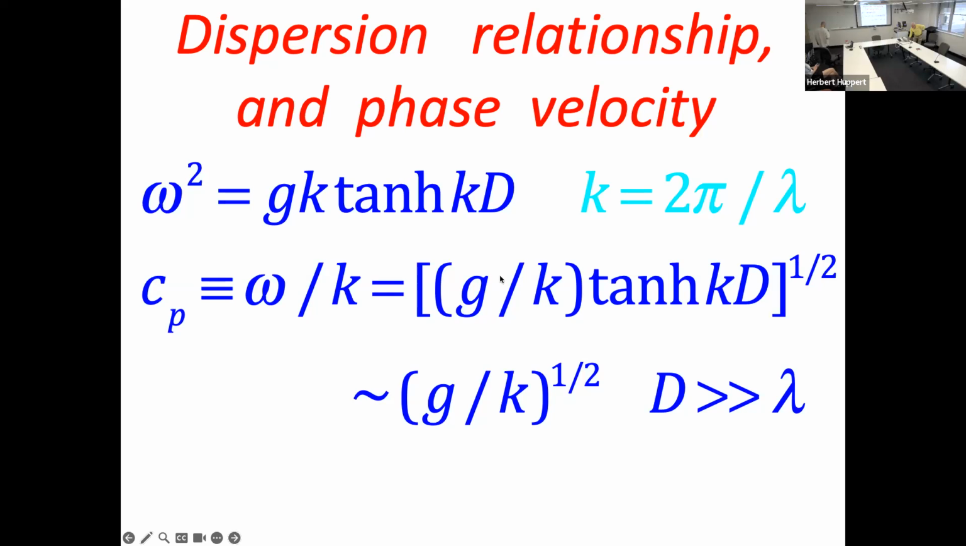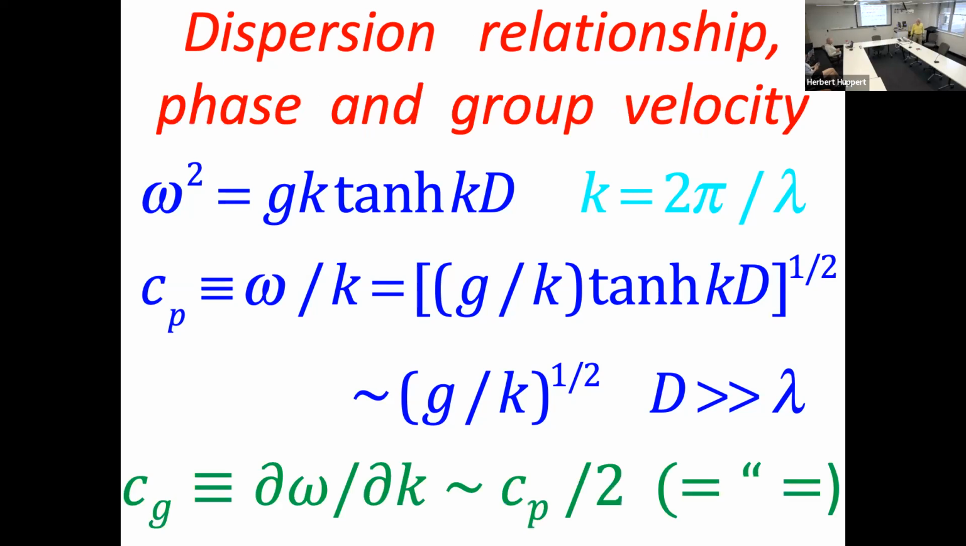Which is omega over k. Which is this relationship, which is the square root of g over k, where k is the wave number, when the depth is very large. So that's the velocity with which the maximum moves or the minimum moves.